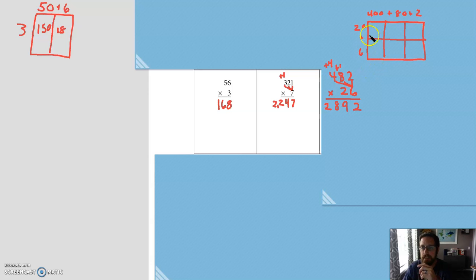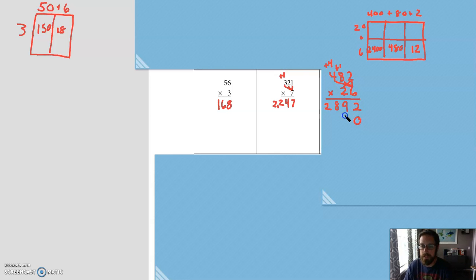So let's see, 6 times 400 would be 2,400. 6 times 80 would be 480, and 6 times 2 is 12, so that'd be 492 plus, well, 2,400 plus 492 would be 2,892, so yeah, that would get me the same thing. All right, now I'm switching to my 2, so right away I go to the next row and I put a 0 in.